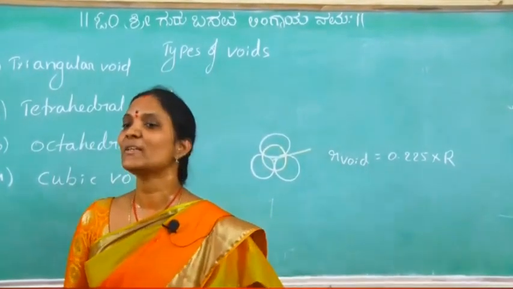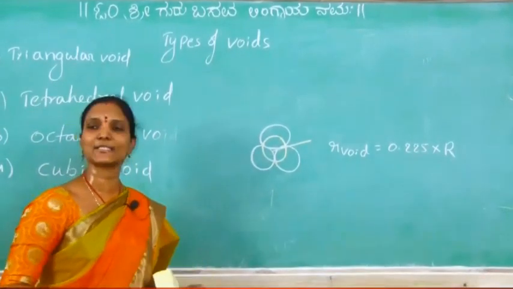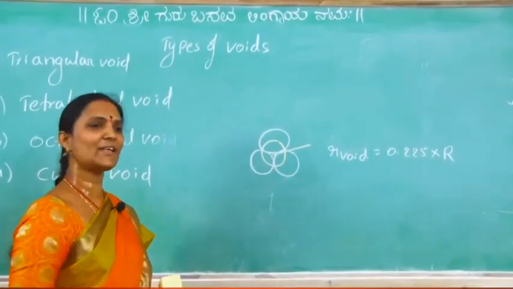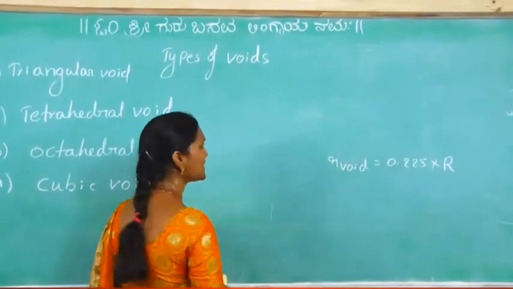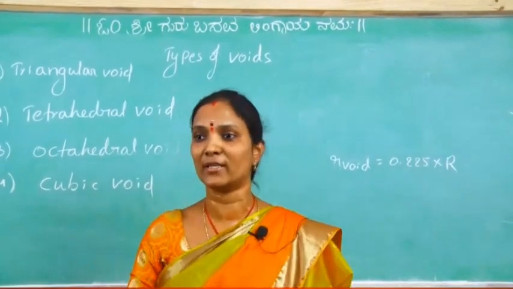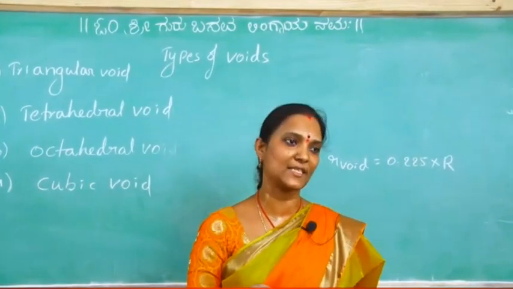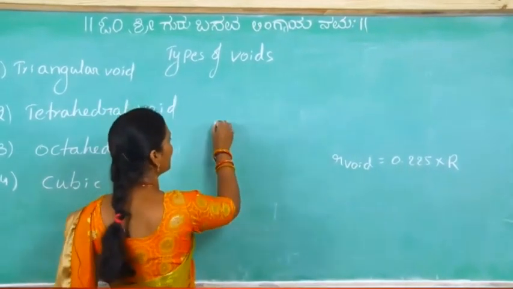So what is the formula? Radius of void is equal to 0.225 into radius of sphere. Okay, so how are we getting this? Now, come to this. What is the position of tetrahedral voids? This tetrahedral void and octahedral void, these two are common in FCC and HCP. Now we are taking FCC.